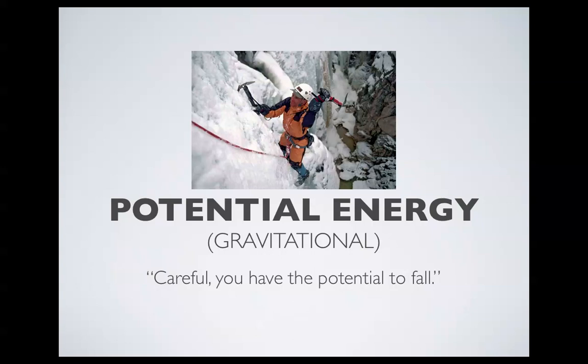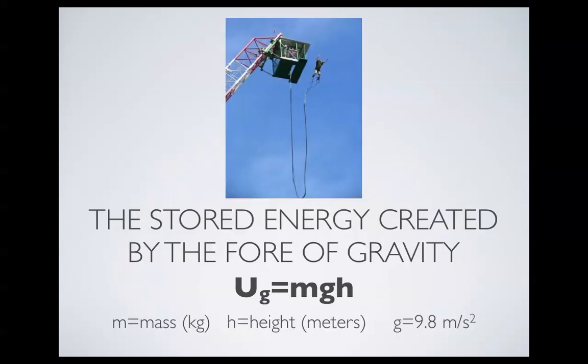Okay, so gravitational potential energy is created by the force of gravity. It's the stored energy that an object has when it has height. Okay, when it's away from the surface of the Earth. So an object that has height above the surface of the Earth has potential energy because it has the ability for the force of gravity to act on it. I can just see right now that I spelled force wrong.